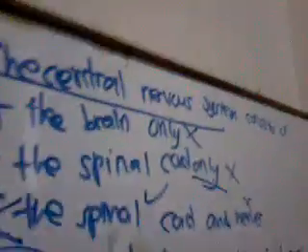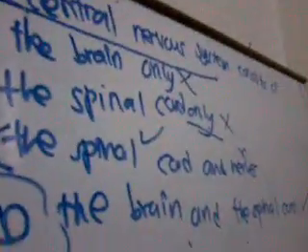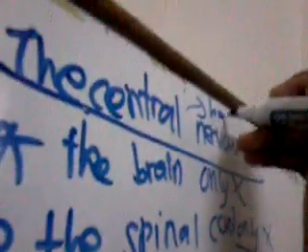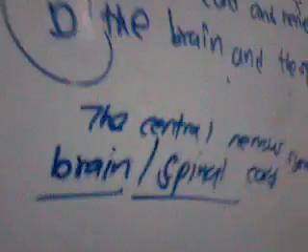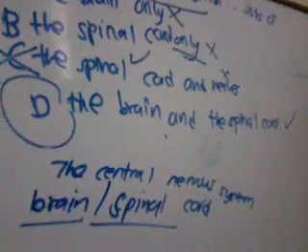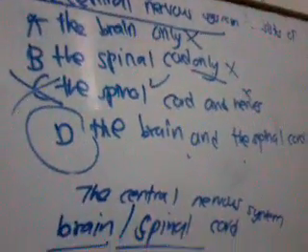You need to remember: whenever they ask about the central nervous system, the central nervous system is the brain and the spinal cord. So the answer is D, the brain and the spinal cord. Okay, let's go to the next question.